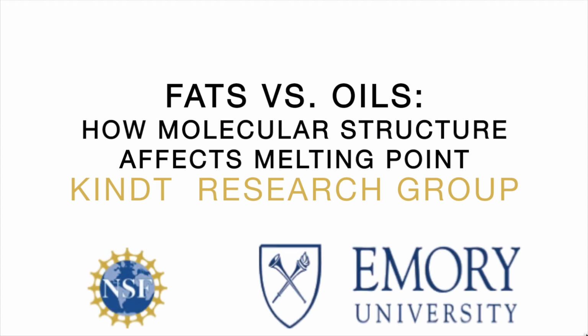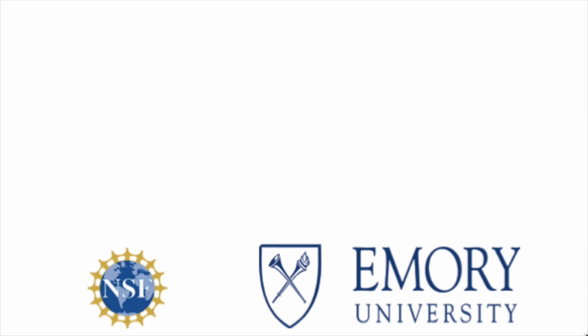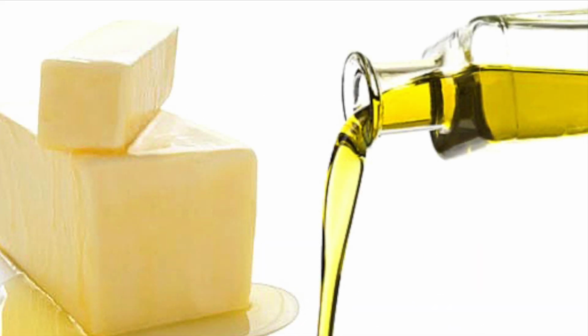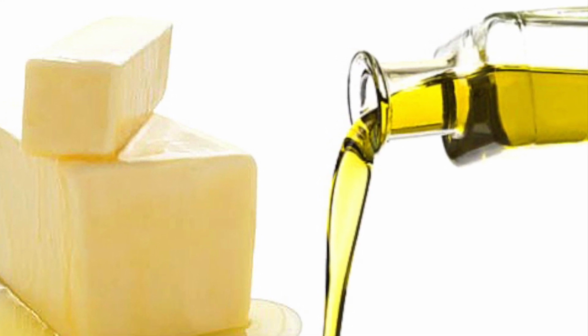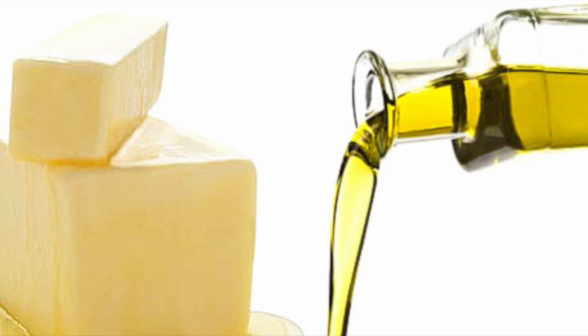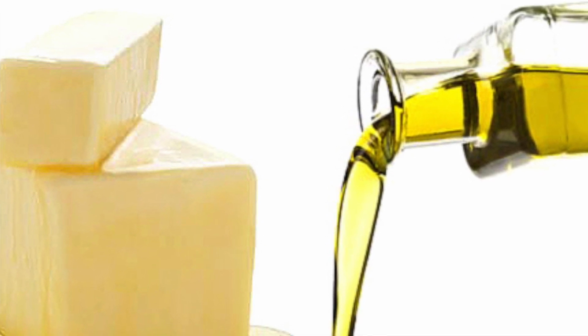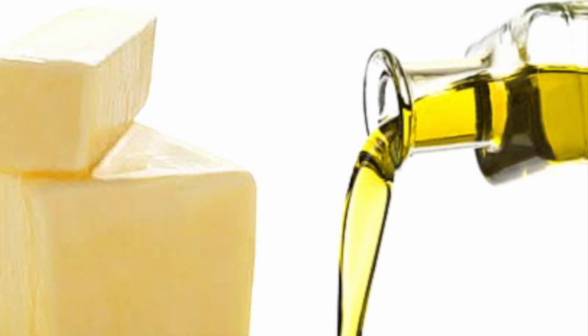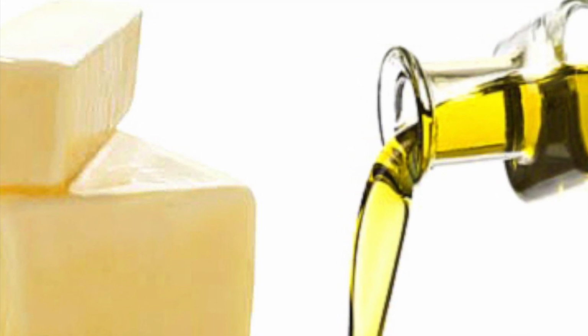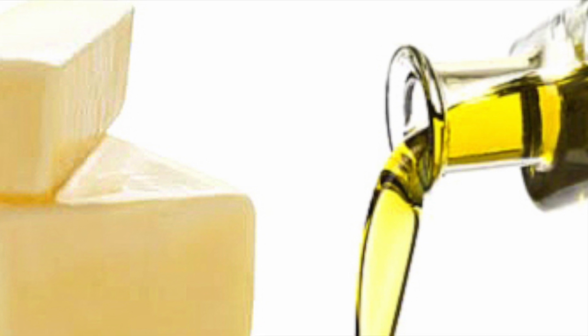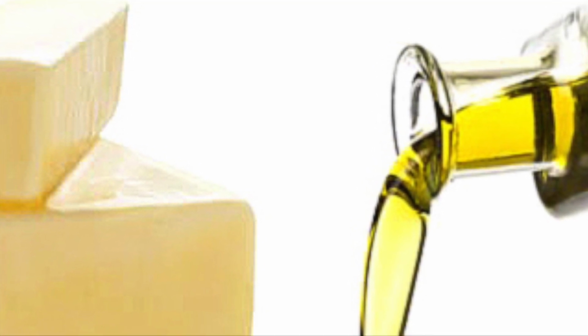This video will discuss how differences in molecular structure between saturated and unsaturated lipids lead to their different phases at room temperature and their different melting points. Both butter and olive oil are types of lipids, but they exist in different phases at room temperature. Lipids that are solid at room temperature are called fats, while lipids that are liquid at room temperature are called oils. How the molecular compositions of these substances determine their melting points, and why, are the questions that we will explore in this video.